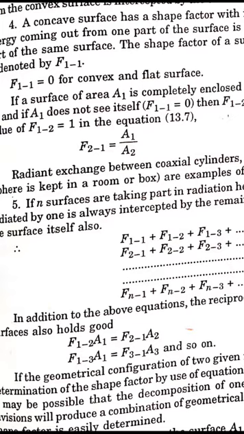But shape factor of 2 with respect to 1, 2 being the outer cylinder, will be F21 equal to A1 by A2, because all the energy emitted by 2 will not fall on A1, because of the difference in areas. The area intercepted will be not 1, but the ratio of areas. F21 equal to A1 by A2.